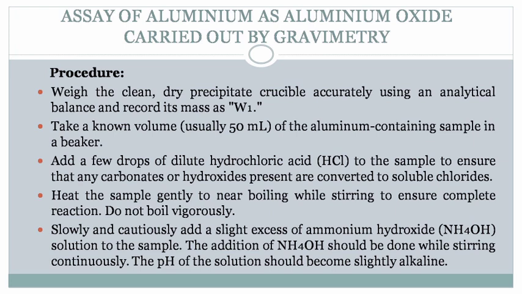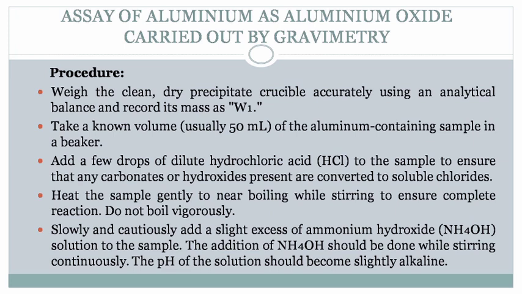Procedure. Weigh the clean, dry precipitate crucible accurately using an analytical balance and record its mass as W1. Take a known volume, usually 50 ml of the aluminum containing sample in a beaker. Add a few drops of dilute hydrochloric acid, HCl, to the sample to ensure that any carbonates or hydroxides present are converted to soluble chlorides. Heat the sample gently to near boiling while stirring to ensure complete reaction. Do not boil vigorously.